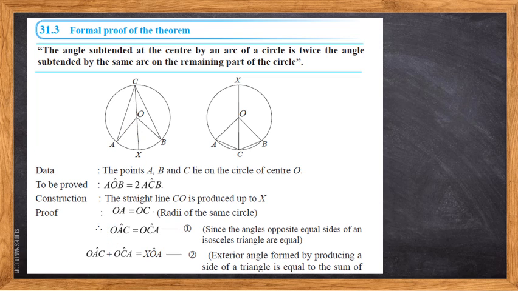We can use that to get this result, right? Here the exterior angle is XOA. That angle is equal to the sum of the two interior opposite angles. Then XOA would be OAC plus OCA. But we have shown that OAC angle is equal to OCA angle. We are going to use this OCA angle.